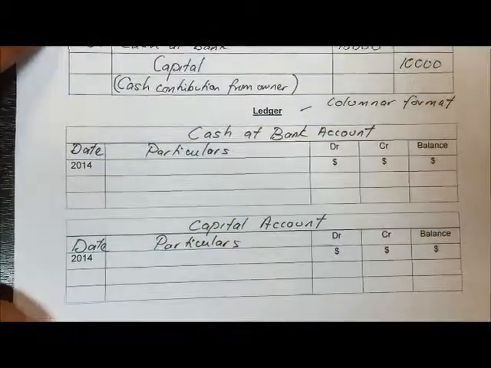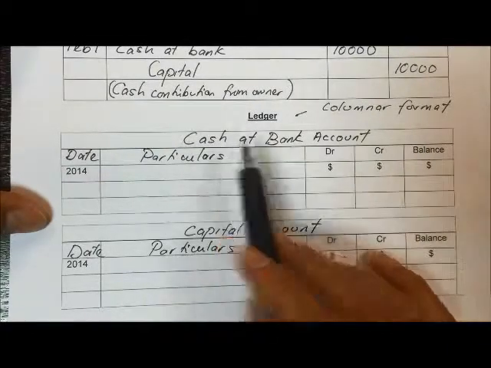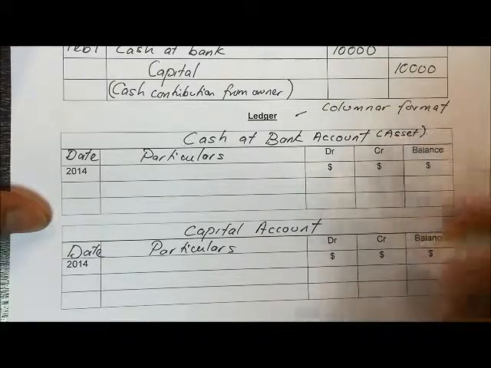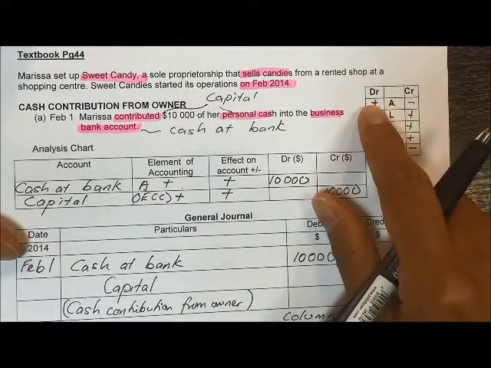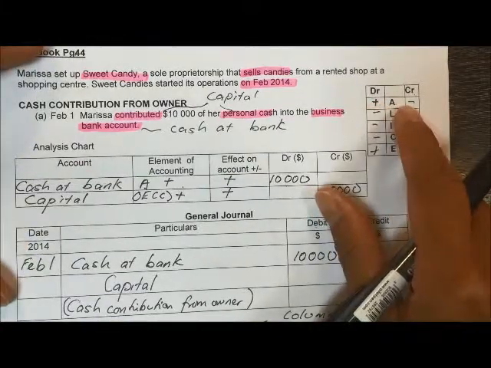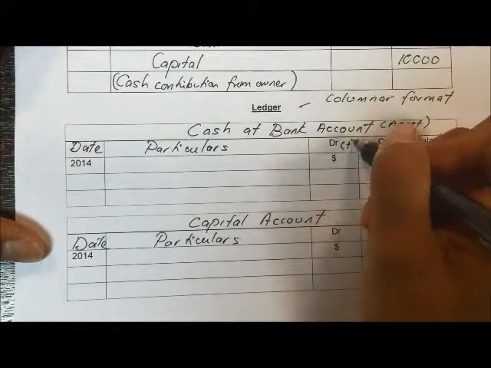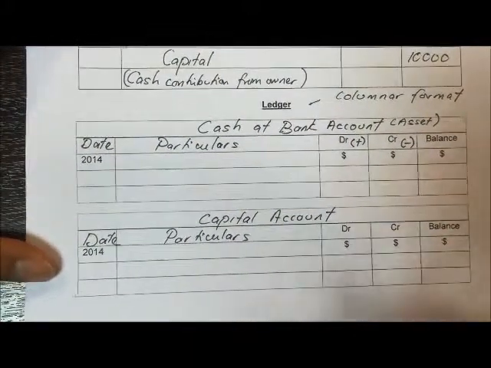Now, another thing that we want to form a habit in future is this. Cash at bank account, maybe we just write down in pencil. It's an asset account. So for an asset account, the debit column would be an increase, or plus, and then the credit column minus. So we write this down for future reference when we want to find the balance later on.